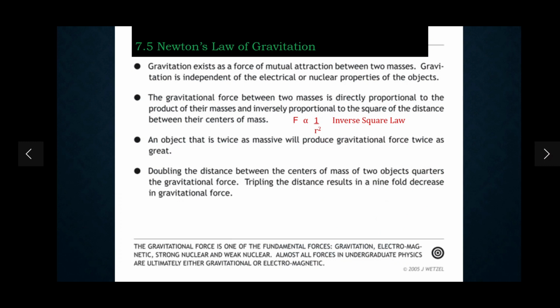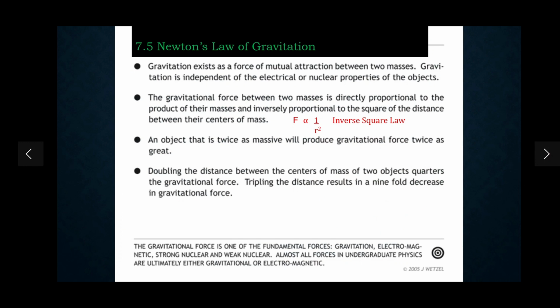This gravitation exists as a force of mutual attraction between any two masses, or the centers of these two masses. It is independent of the electrical, nuclear, or any other type of property of the objects. This gravitational force is directly proportional to the product of their masses, but inversely proportional to the square of the distance between their centers of mass. An object that is twice as massive will produce a gravitational force twice as great, and doubling the distance will decrease the gravitational force by a quarter.